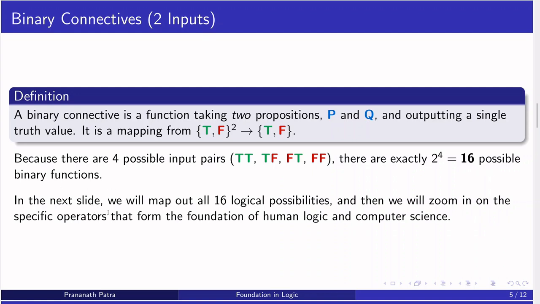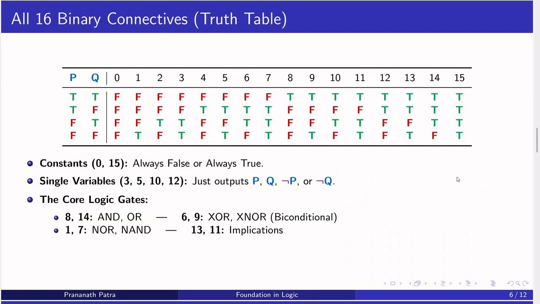In the next slide, we'll lay out all 16, but don't worry, we won't torture you with all of them. We'll focus on the ones that actually matter, the ones that power human reasoning and every computer ever built. Here they are, all 16 binary connectives laid out in one massive truth table. Each column represents a different function, numbered 0 through 15.